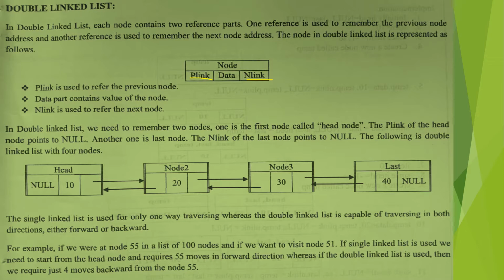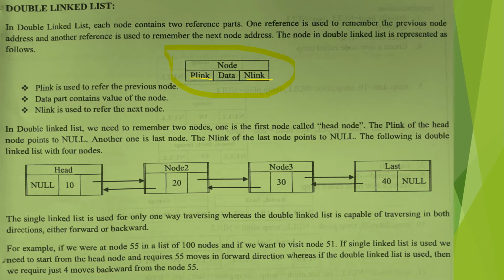The node in double linked list is represented as follows. See this diagram. Here P refers to the address of the previous node. Data means the value which we want to insert in the double linked list. N-link means the address of the next element.